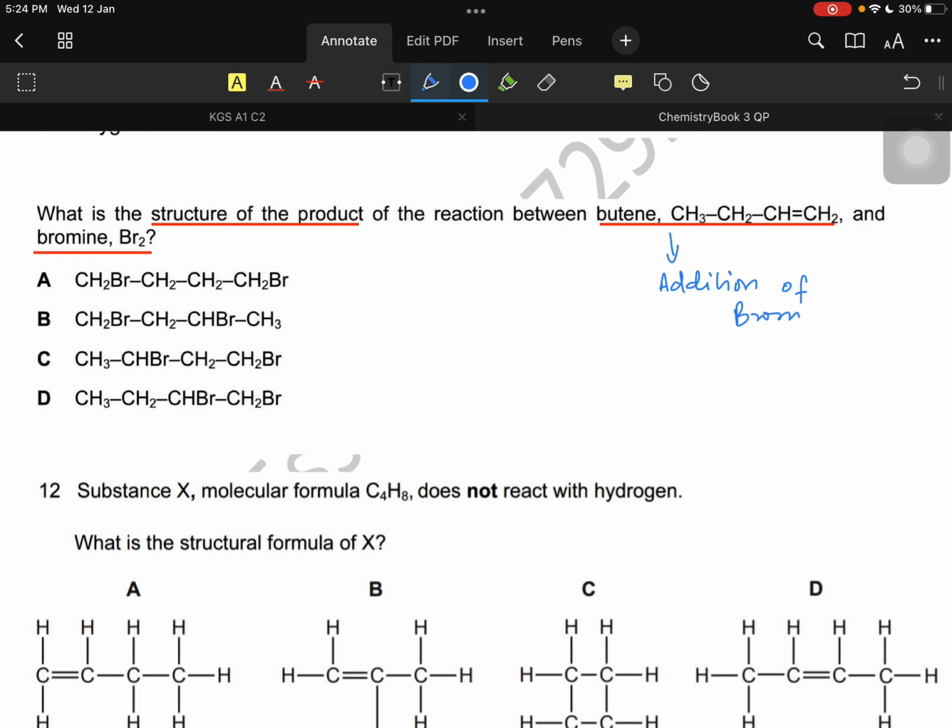If I am not wrong, in an addition reaction, the carbon-carbon double bond goes away and two bromine atoms join it. How do we find the structure? Guys, now it's really important for us to see.